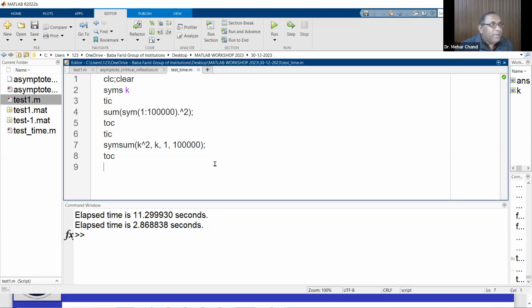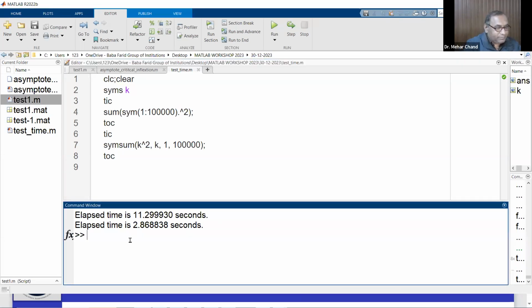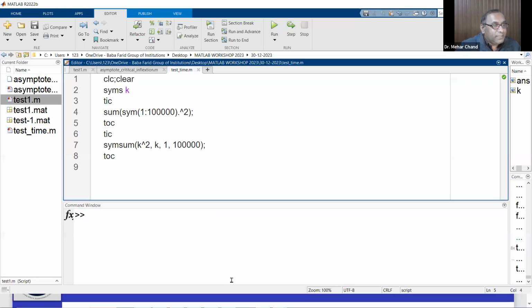So in this way, you can calculate the time to compare different types of programs. If you develop some new technique, you need to calculate the time span also, how much time is taken by your program. So in this way, you can use the statement. Okay. Got it? Yes.